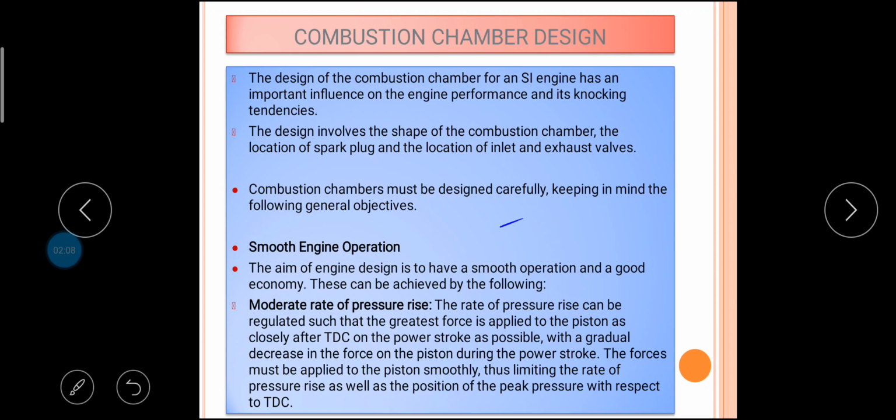High power output and thermal efficiency. The main objective of the design and development of an engine is to obtain high power as well as high thermal efficiency. This can be achieved by considering the following factors. A high degree of turbulence is needed to achieve a high flame front velocity. Turbulence is induced by inlet flow configuration or squeeze.